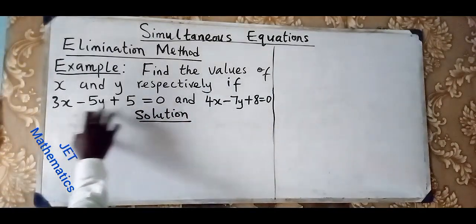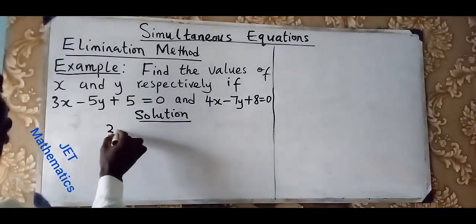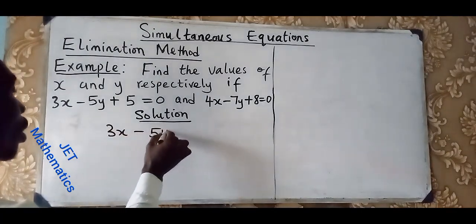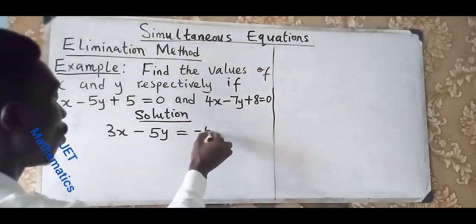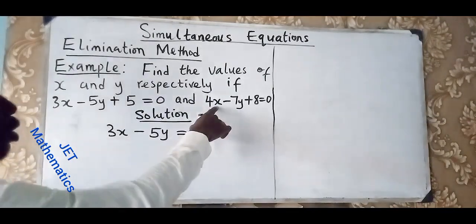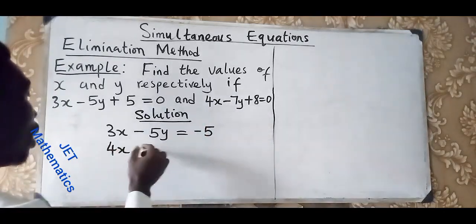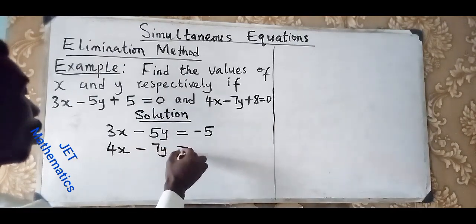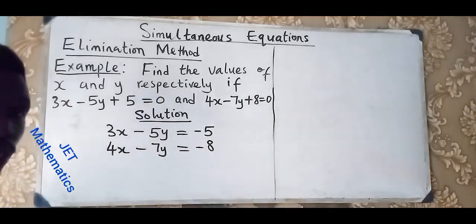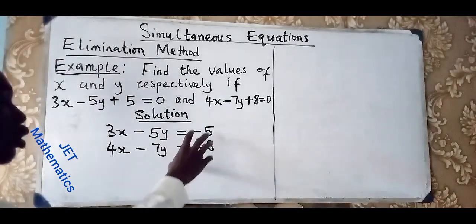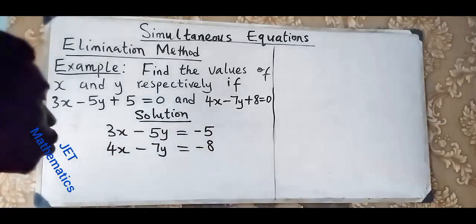First we are going to arrange these equations. The first one is 3x minus 5y; we can take the plus 5 to the other side so that it becomes minus 5. The other equation we can write as 4x minus 7y equals, when we take plus 8 to the other side, minus 8. So these are the two equations given to us with two unknowns, x and y.